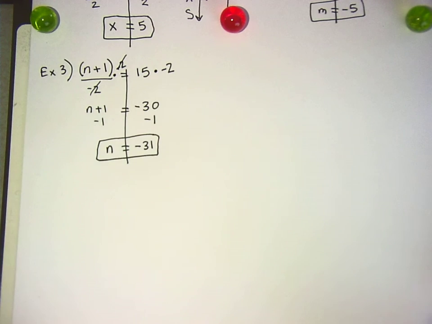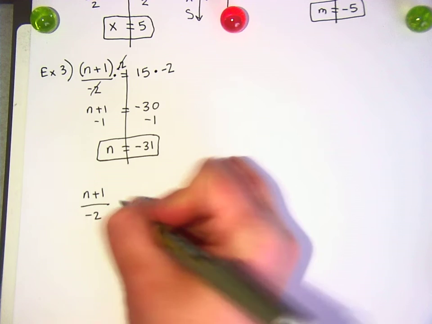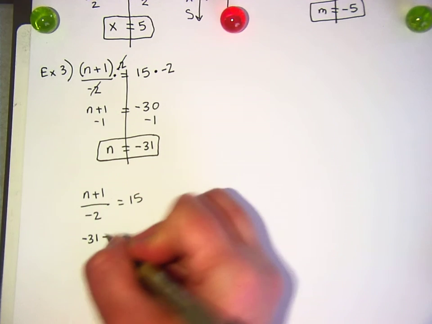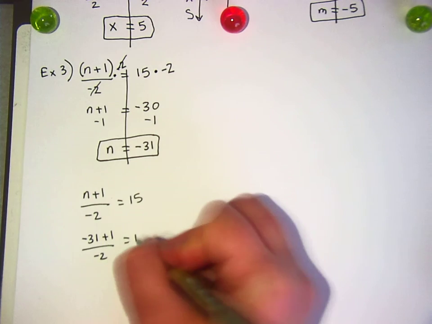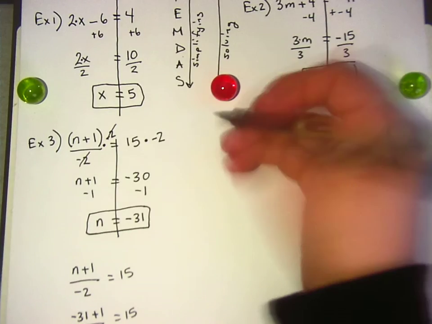Now I can actually plug this in to make sure I'm right if I want to. Remember the original equation was n plus 1 divided by -2 equals 15, right? So if you ever just want to check, look, I'm going to write -31 plus 1 divided by -2 equals 15. What's -31 plus 1? That makes -30. And if I divide by -2, then I get positive 15, right? Because a negative divided by a negative is a positive, and 30 divided by 2 is 15. So you can always check and see if you're right.